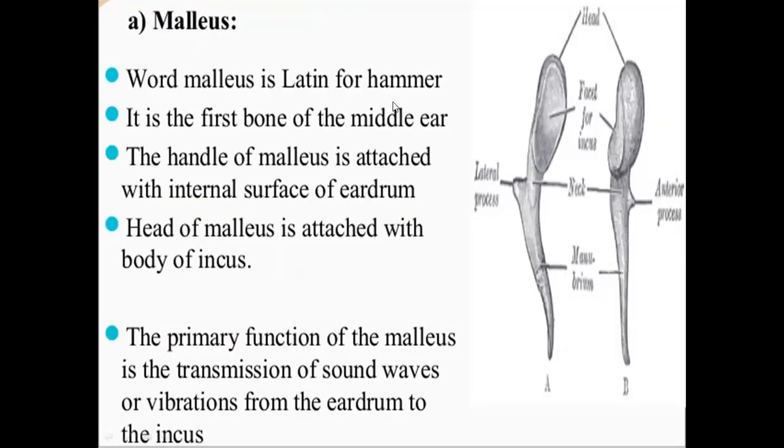The word malleus is Latin for hammer, so it is hammer-like. It is the first bone of the middle ear. The handle of the malleus is attached to the inner surface of the eardrum.